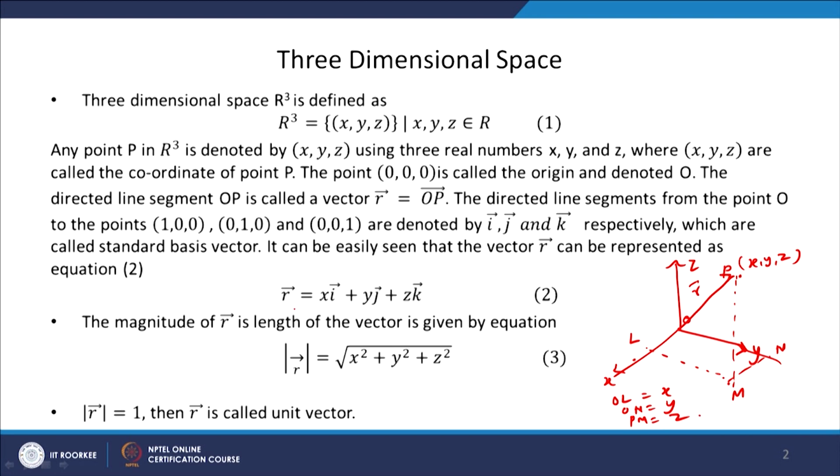It can be easily seen that any vector R represented by this point x, y, z can be written as x times i plus y times j plus z times k. In other words, x times 1 0 0 plus y times 0 1 0 plus z times 0 0 1 represents the point x, y, z. The magnitude of the vector R is the length of the line segment OP, which is given by the square root of x square plus y square plus z square, which can be easily seen from the geometry. If the magnitude is equal to 1, then that vector is called the unit vector.